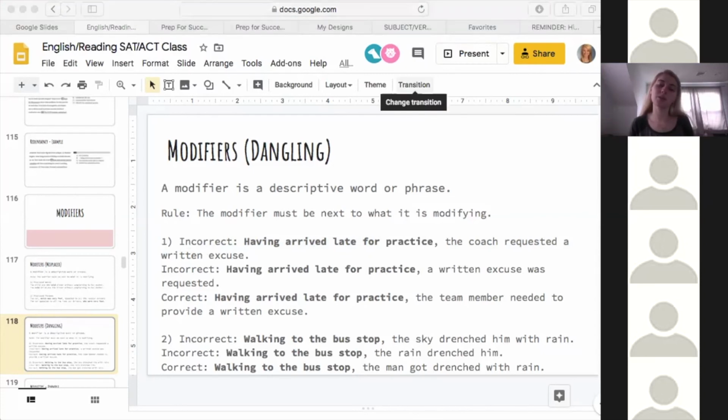So let's take a look at one more thing within this dangling modifier right here. We say, "Walking to the bus stop, the sky drenched him with rain." Again, we know who's walking to the bus stop because we say "him," but right now this is saying the sky is walking to the bus stop. The next one, "Walking to the bus stop, the rain drenched him." That's saying the rain walked to the bus stop. The very last one is our only correct one, where we say, "Walking to the bus stop, the man got drenched with rain." Notice that's the best one because the man is the thing walking to the bus stop. Also, even though it might be longer than some of the other answers, it's still correct because it fits within our modifiers and with that agreement.